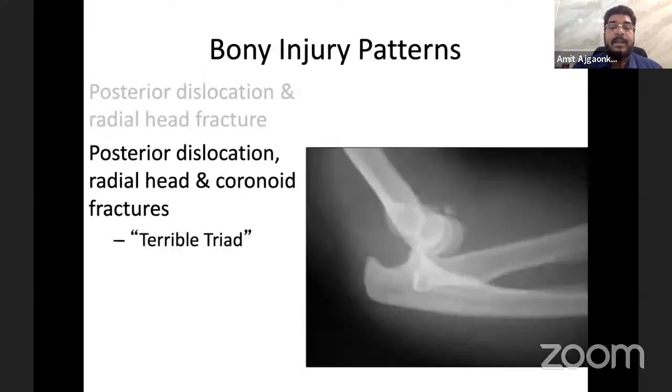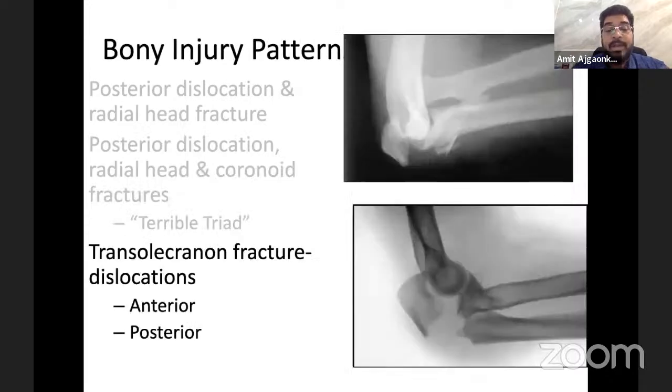Posterior dislocation and radial head. Posterior dislocation, radial head, and coronoid, these are the two variants of terrible triad. If you have a trans-olecranon fracture, which we were discussing and which I was telling you about in complex olecranon injuries, like this. This was the thing which I wanted to mention, that this is a posterior or an extension type of injury, which is not a good injury.